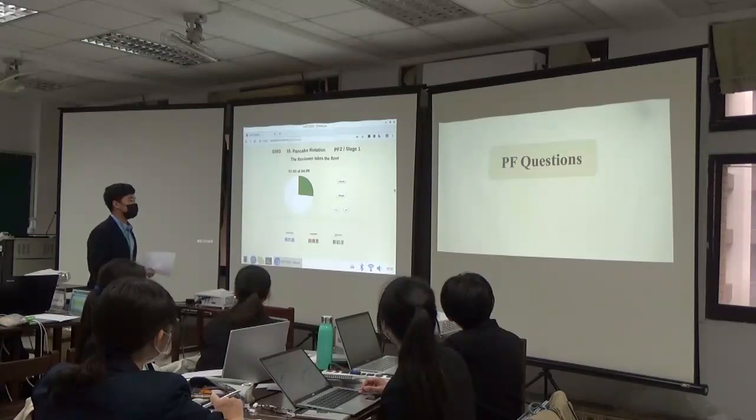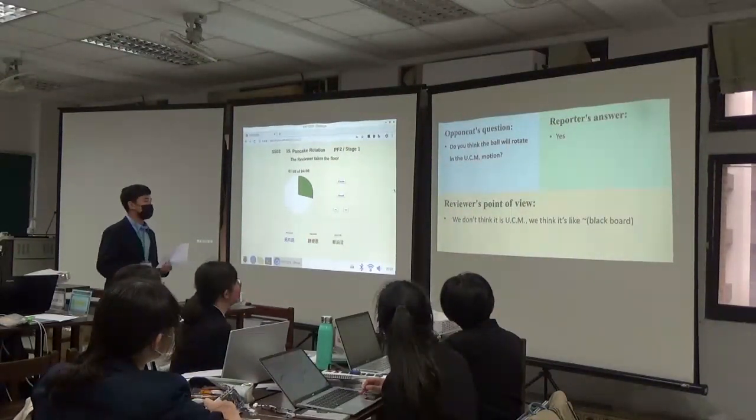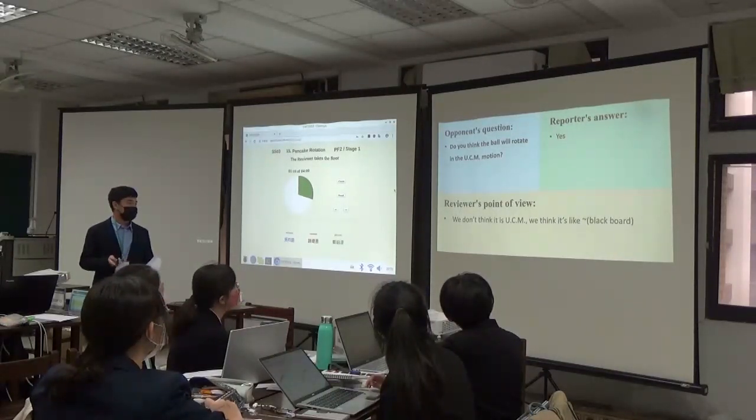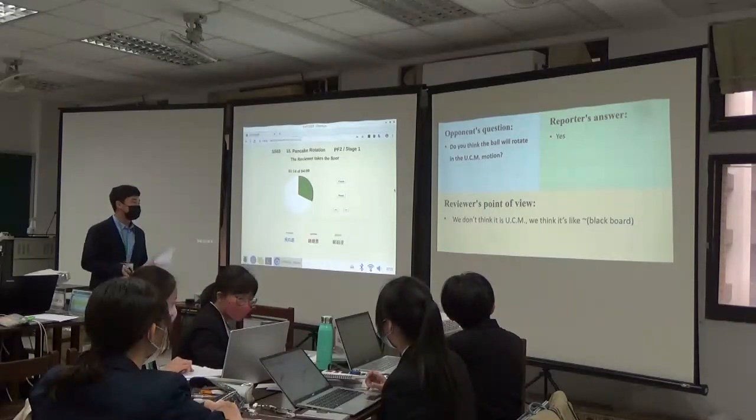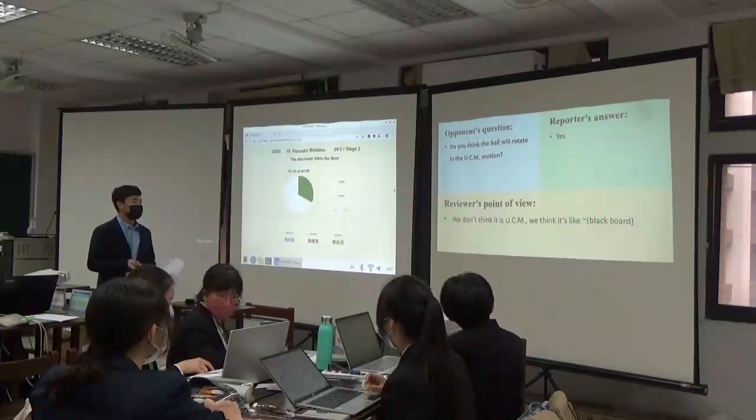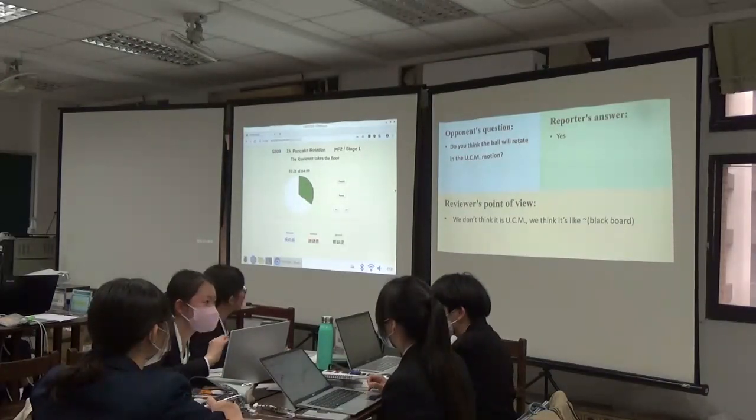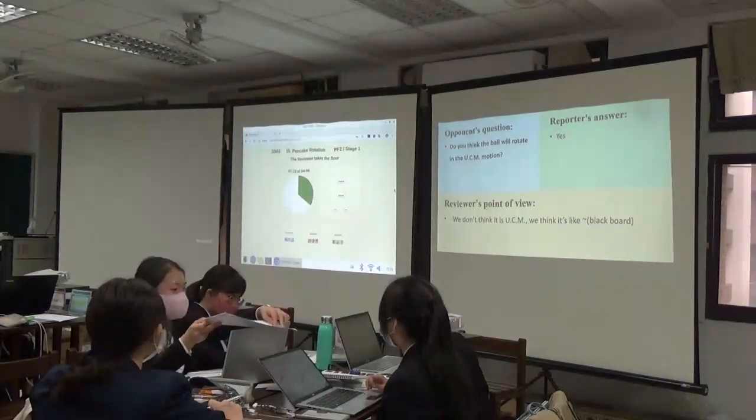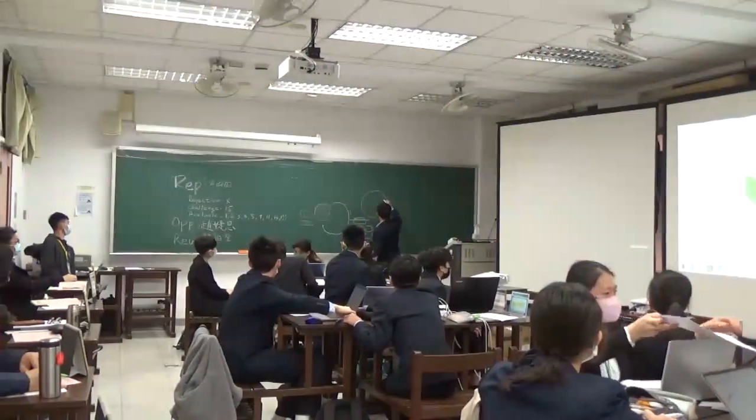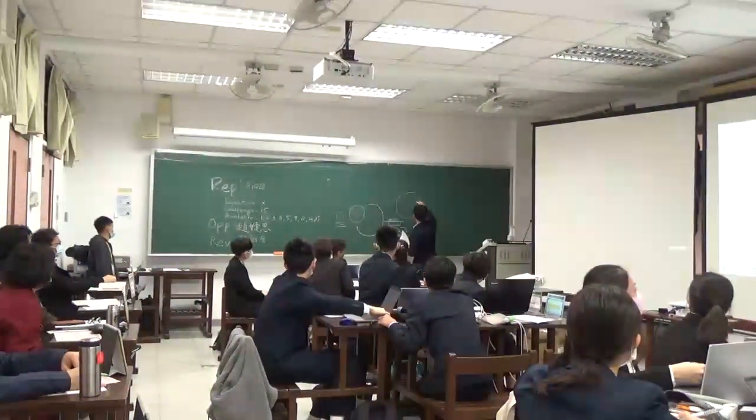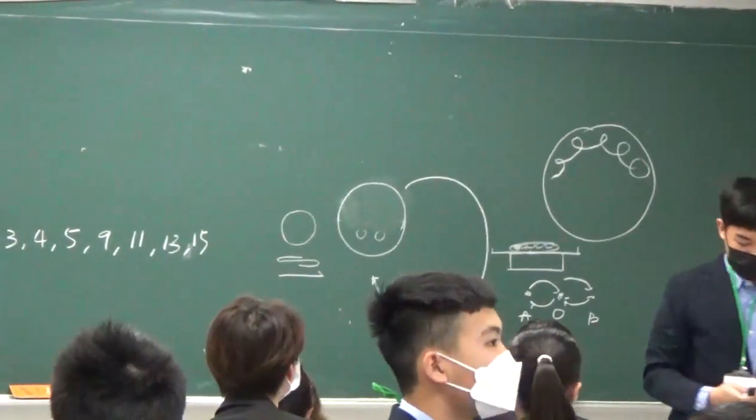Okay, it's the questions. Opponent asks, do you think the balls will rotate in the UCF motion? And the reporter said yes, but we don't think it's UCF. We think it's like the motion like this. This is the ball, and it will rotate like this. Okay.